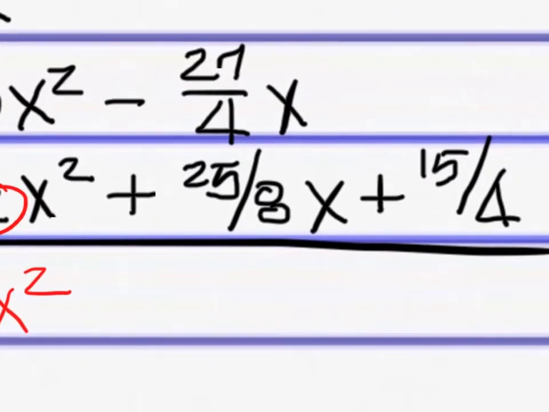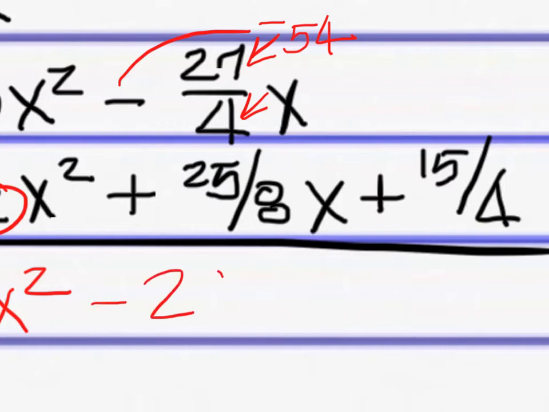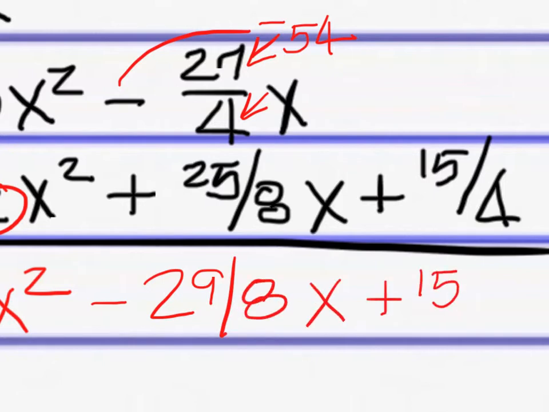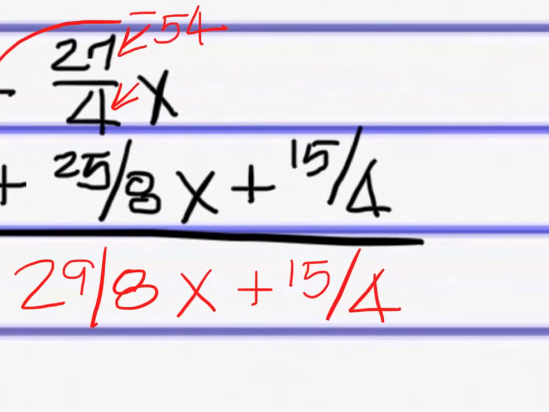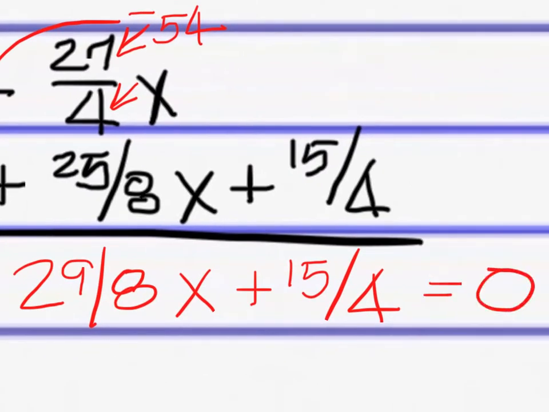So we'll move over to here, and we have a 4 and an 8. The common denominator is 8. That means if I multiply this by 2, I have to do the same thing here to get a 54. Negative 54 plus 25 is going to be a negative 29. And we'll put that over 8 and then x. Of course, 15 over 4 stays where it's at, and we set everything equal to 0.